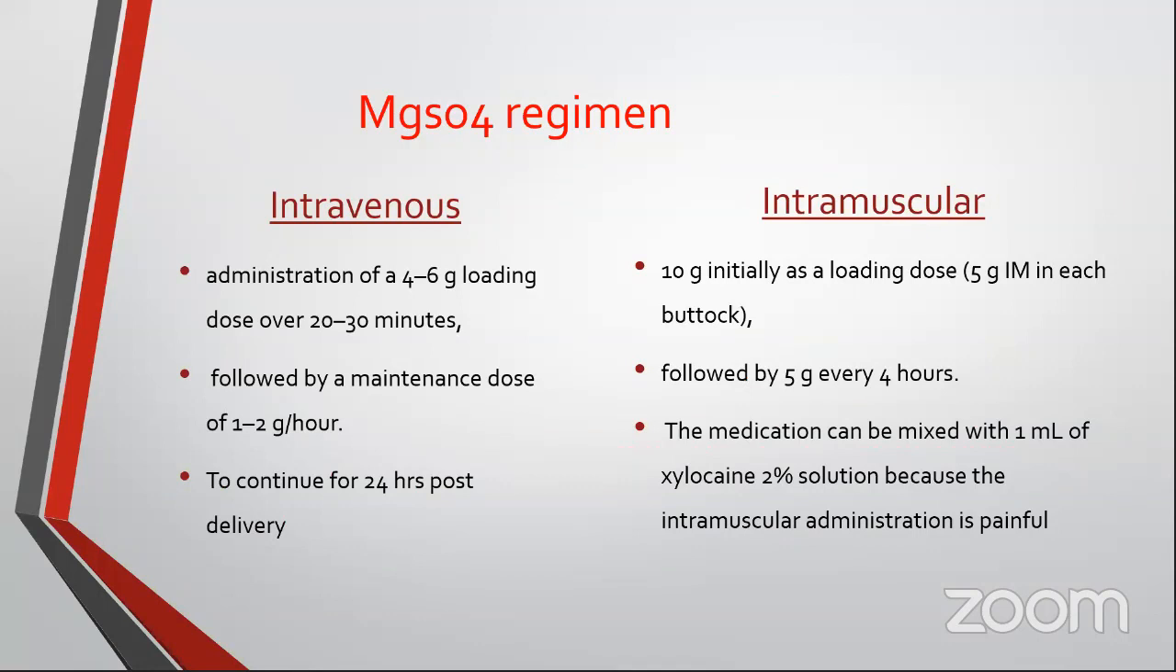As I showed you before, the regimen of magnesium sulfate is a 4 to 6 gram loading dose over 20 to 30 minutes, followed by maintenance of 1 to 2 gram per hour for 24 hours. You can also use the intramuscular route if you don't have intravenous access ready to give the magnesium sulfate.